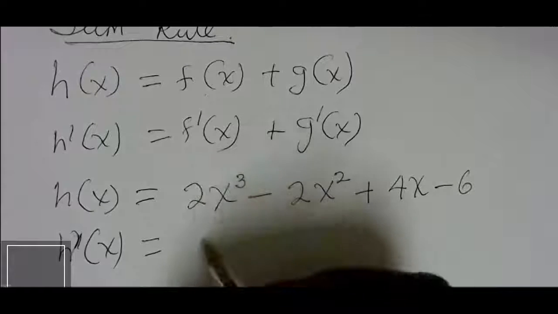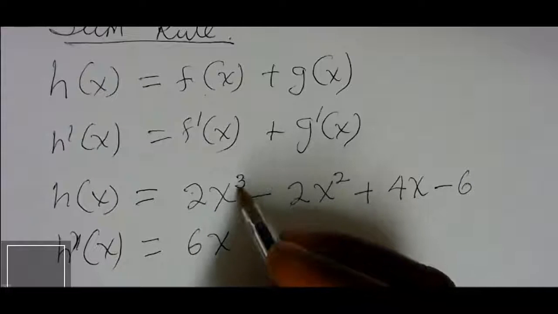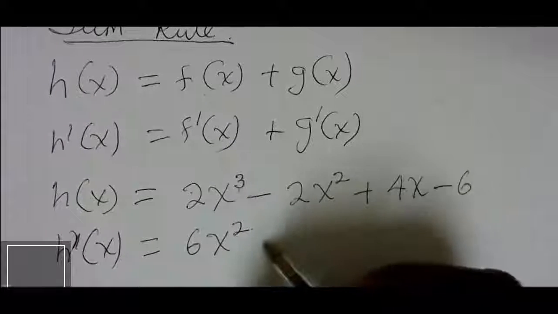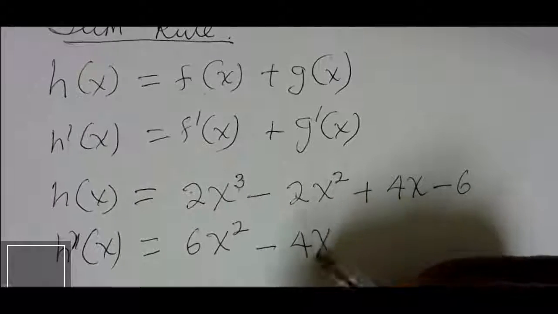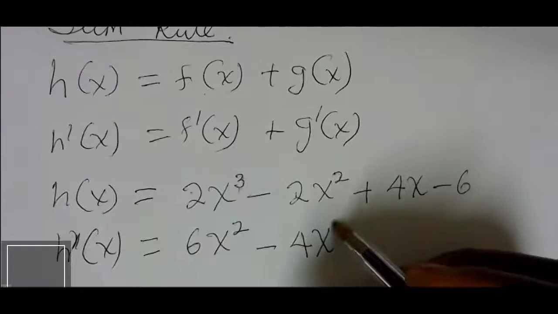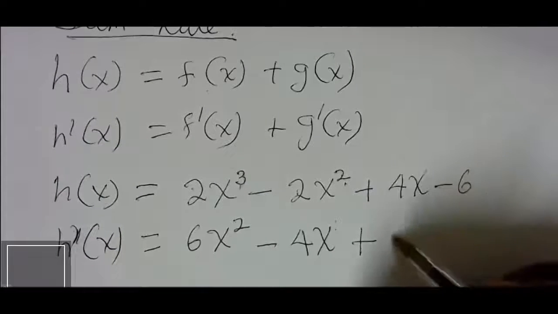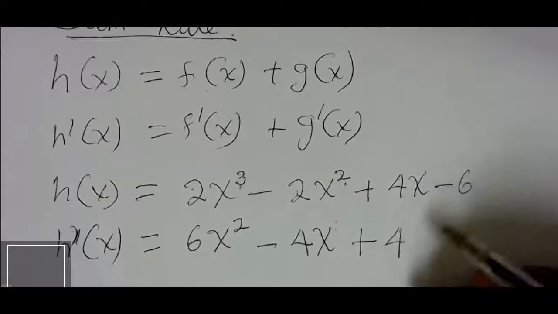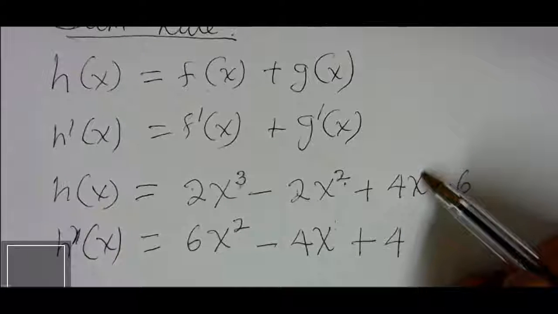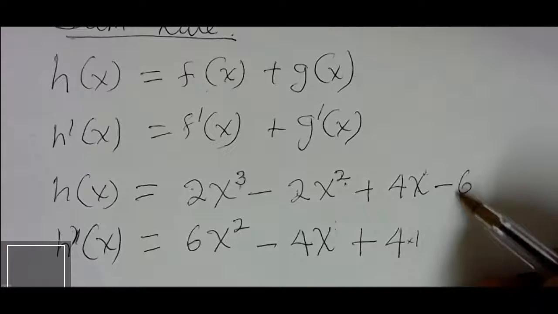For the first term, it will be 3 times 2, which is 6, x to the power 3 minus 1, which is 2, minus 2 times 2, 4, x to the power 2 minus 1, which is 1. So we leave it like that, plus 1 times 4 is 4 times x to the power 1 minus 1, which is 0. Anything to the power 0 is 1. So this will be 4 times 1, which will be 4.